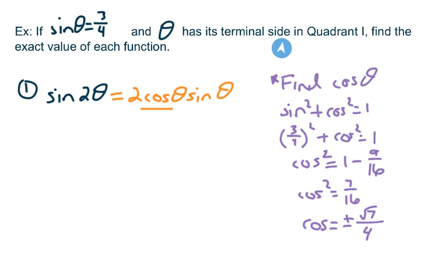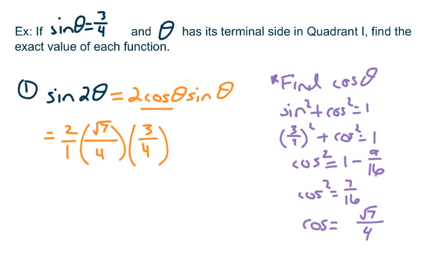However, we have this terminal side in quadrant 1. If we're talking quadrant 1 and we're talking cosine, if we use the plus, plus, minus, minus rule, cosine in quadrant 1 is positive. So we can really just eliminate this plus or minus and just assume that the cosine is positive. So if we're actually going to find the sine of 2 theta, now that we know the cosine, we can just plug everything in. We can say it's equal to 2/1, times the cosine, which is the square root of 7 over 4, times the sine, which was given to us, 3/4.